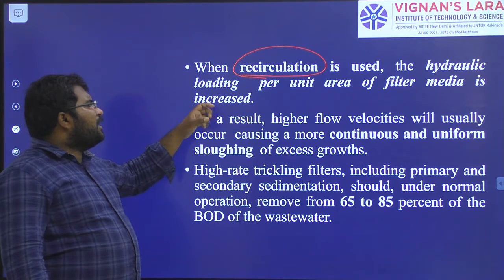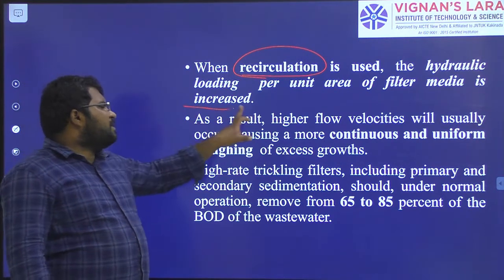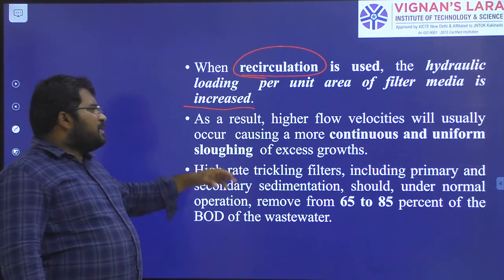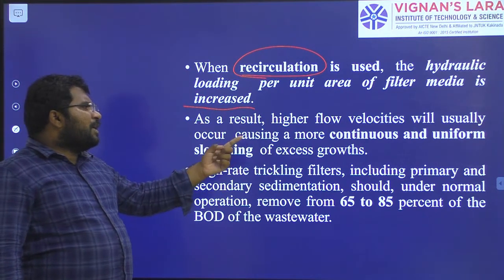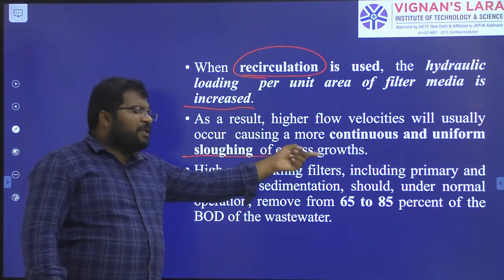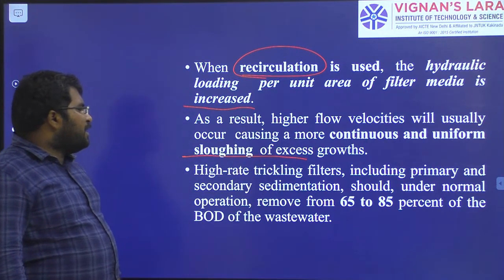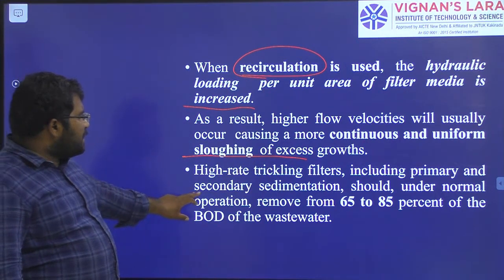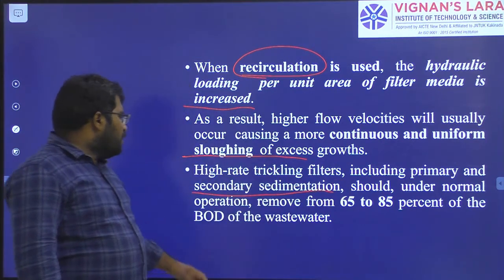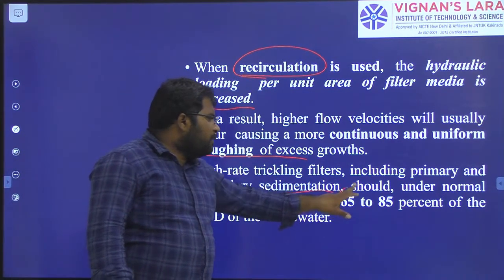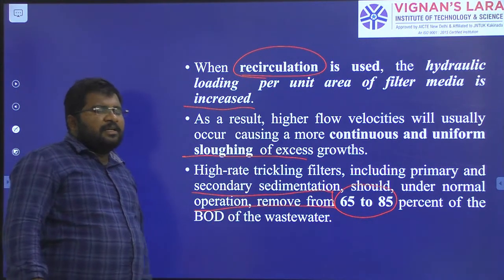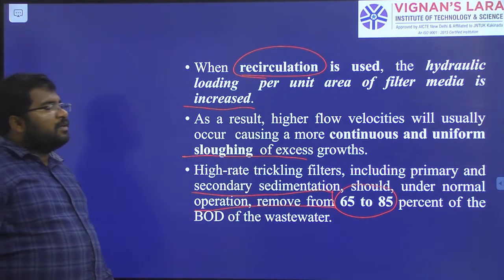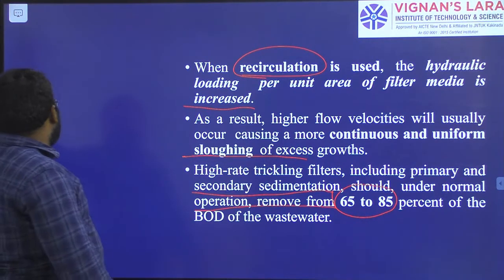The hydraulic loading rate per unit area of the filter media increases, right? As a result, higher flow velocities usually cause a more continuous and uniform sloughing of the excess growth, right? High rate trickling filters, including primary and secondary sedimentation, under normal operations can remove only 65 to 85% of the BOD, whereas the conventional filter removes 80 to 85% of BOD from the wastewater.